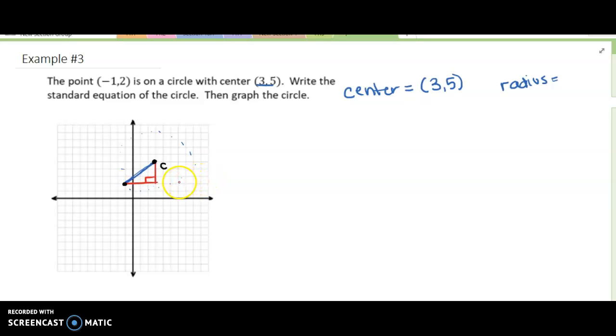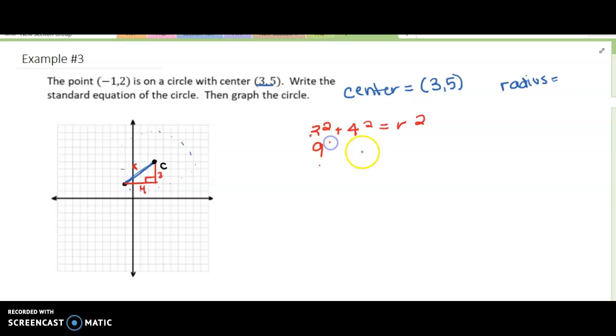Okay, and the reason I drew a right triangle is because using the Pythagorean theorem, I can find this radius. So this side here, if I just count boxes, is 1, 2, 3. And this down here is 1, 2, 3, 4. Okay, this is my r. So I could say 3 squared plus 4 squared equals r squared.